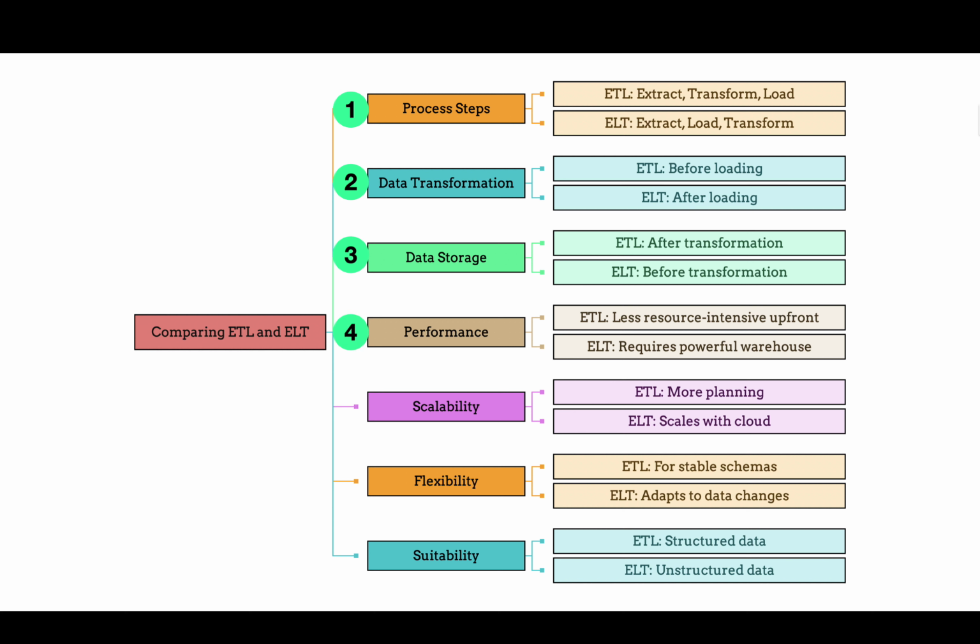4. Performance. ETL can be less resource intensive upfront. ELT may require more powerful warehouse capabilities. 5. Scalability. ETL requires more planning for scaling. ELT is more scalable, especially with cloud data warehouses. 6. Flexibility. ETL is less flexible, better for stable schemas. ELT is more flexible, accommodating evolving data structures. 7. Suitability. ETL is suitable for structured, consistent data. ELT is better for unstructured, changing data sources.